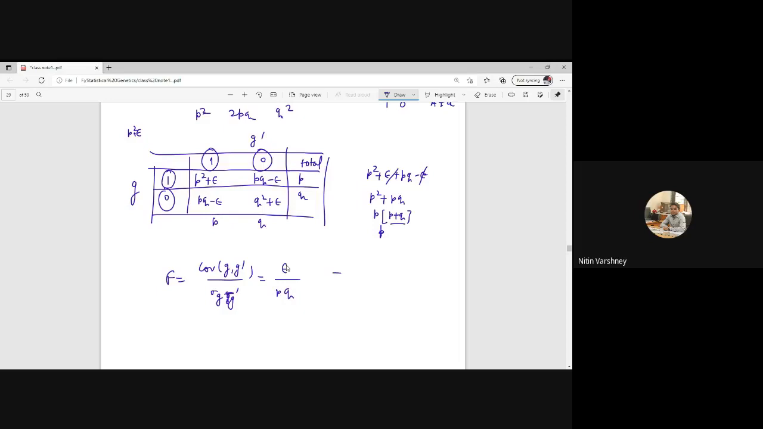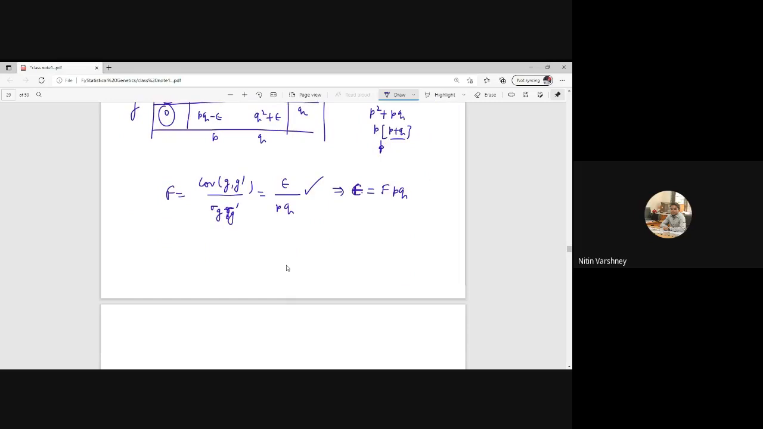So we can write, sorry, this epsilon is equal to fpq. From this equation I can write epsilon is equal to fpq, and so f is equal, and what is f? F is equal to epsilon upon pq.